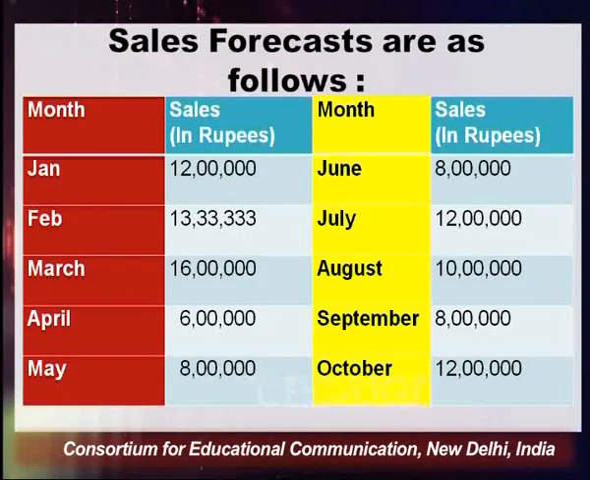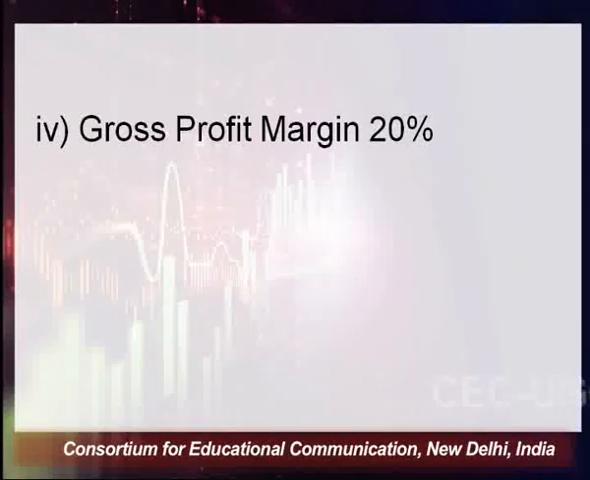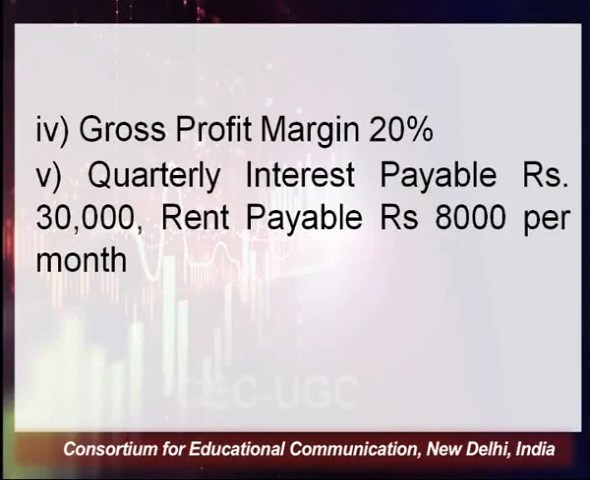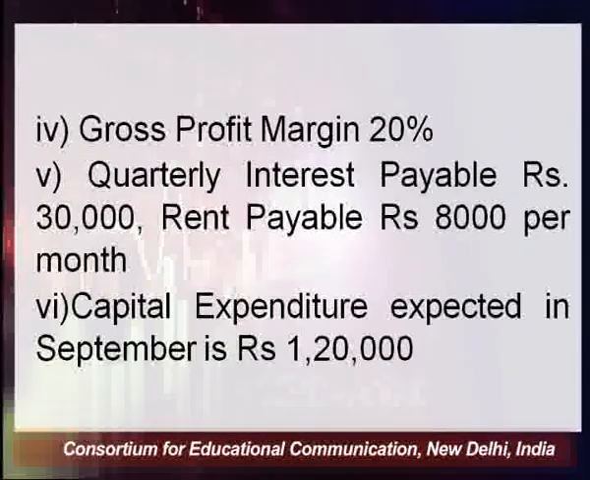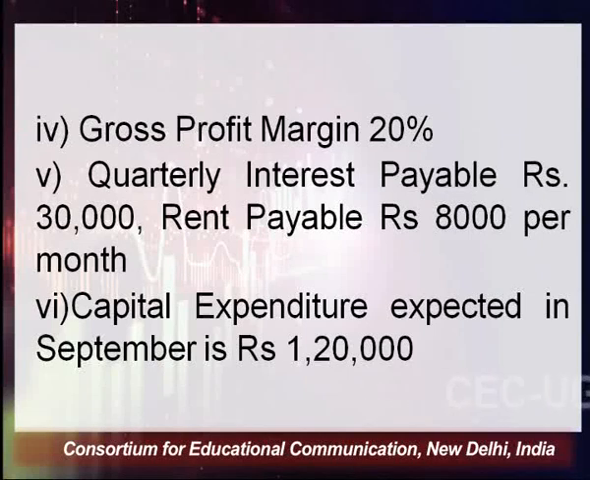From January to October the sales forecast is given, and the question tells you that the gross profit margin is 20%, which means that the cost of goods sold is 80%. Quarterly interest payable is rupees 30,000, rent payable is rupees 8,000 per month. Further, there would be a capital expenditure expected in the month of September of rupees 1,20,000. So this capital expenditure belongs to only 1 month, September, where the company has incurred rupees 1,20,000 on account of capital expenditure.